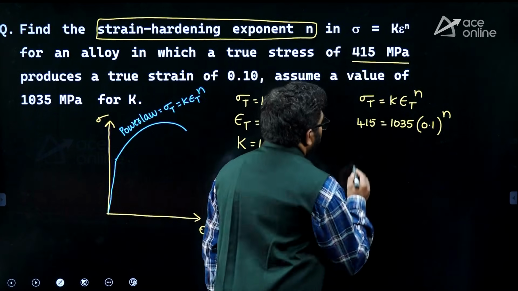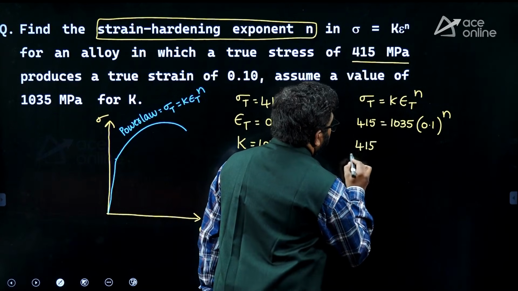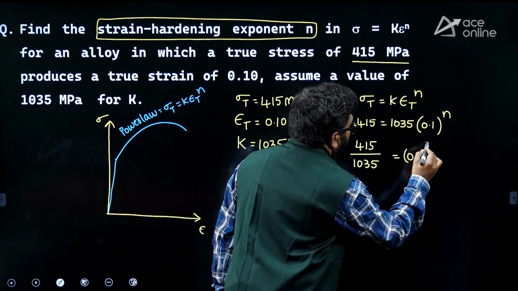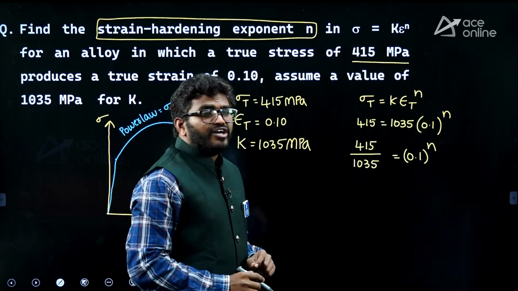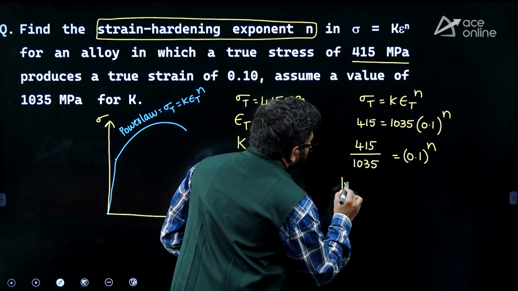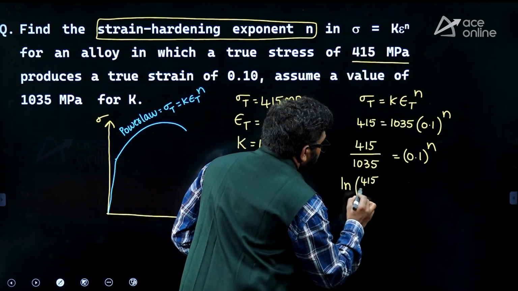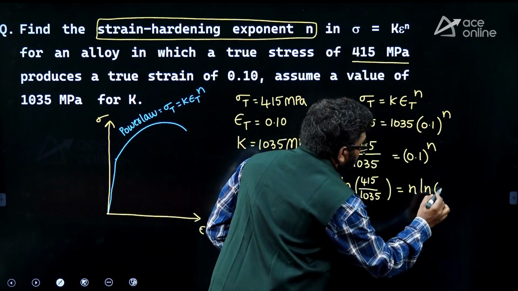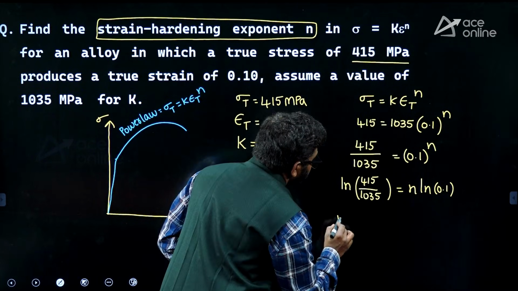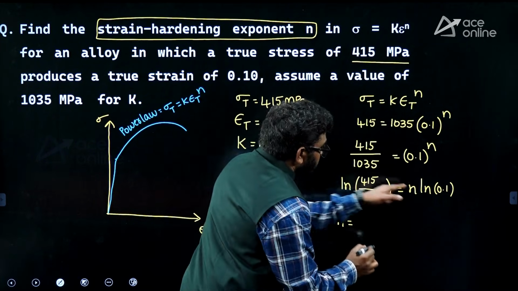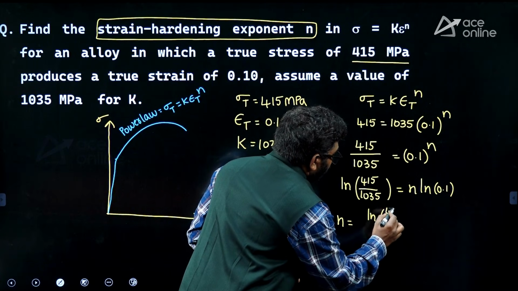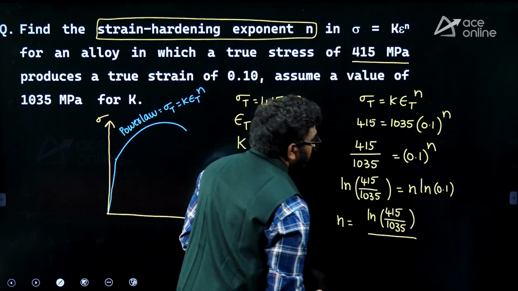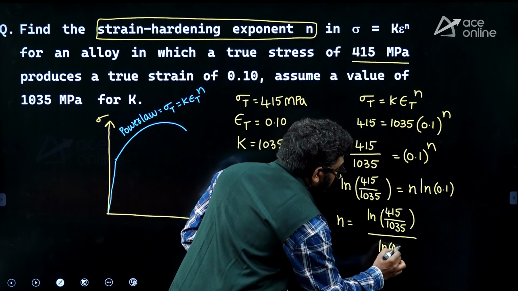Now see here, I'll simplify this. 415 by 1035 is equal to 0.1 whole power n. Apply natural log on both sides. So, ln 415 by 1035 is equal to n ln 0.1. So, n is equal to, from this, n equal to this by this. So, ln 415 by 1035 divided by ln 0.1.